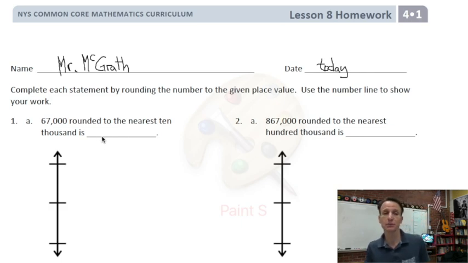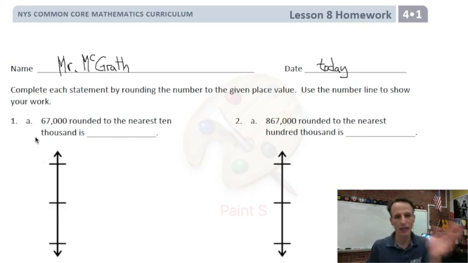Complete each statement by rounding the number to the given place value. Use the number line to show your work. Great, we're rounding. We have a vertical number line. So let's look at, we'll do 1A and 2A, and then do the B, B, C, C after. So let's look at 1A. 67,000 rounded to the nearest 10,000 is blank.